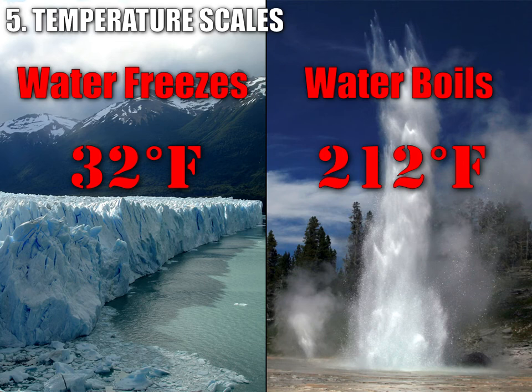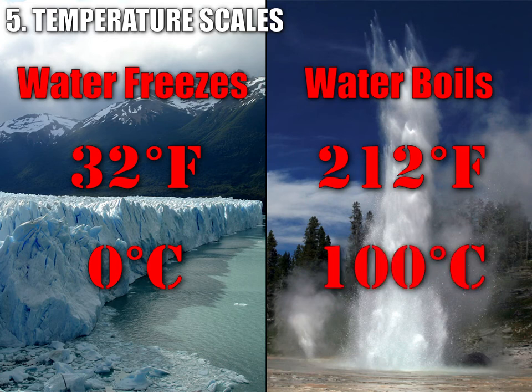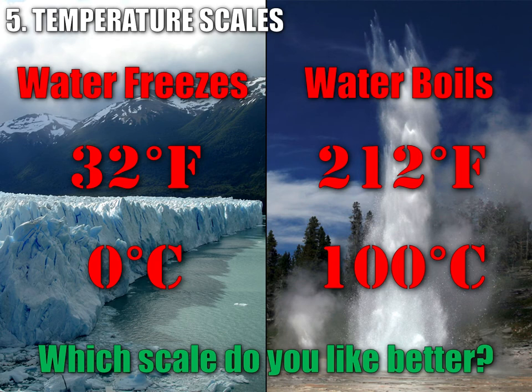Now these are weird numbers. They're not nice at all. Well, that's because Fahrenheit wasn't based on water. Celsius was based on water. The Celsius scale, water freezes at a nice 0 and boils at 100. This is the reason why Celsius is sometimes called centigrade, since there are 100 degrees between freezing and boiling in the Celsius scale. So which scale do you like better? Do you like Fahrenheit with the wacky 32, 212? Or do you like Celsius, which is 0 and 100? Personally, the scale I prefer is Celsius because it's much simpler, much easier to remember.